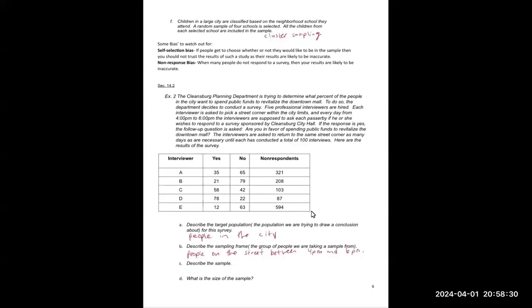So they got 5 different people to do this one sample. So it looks like if we add, whether you want to add across or you want to add all the columns together, we can figure out how many people they actually spoke to.